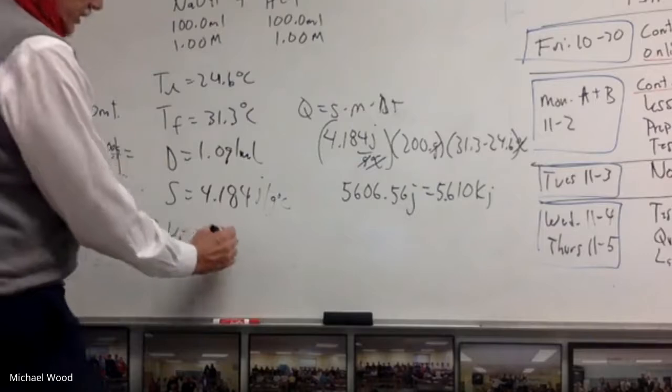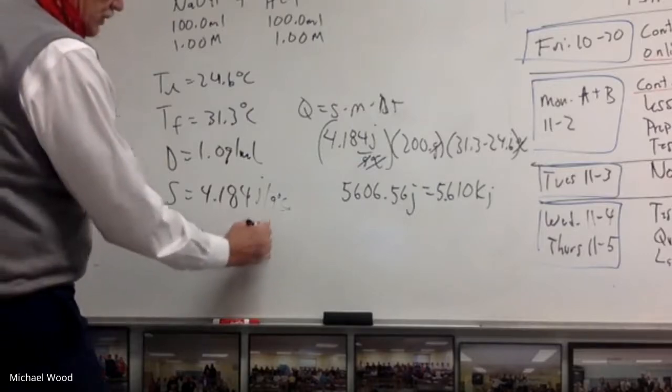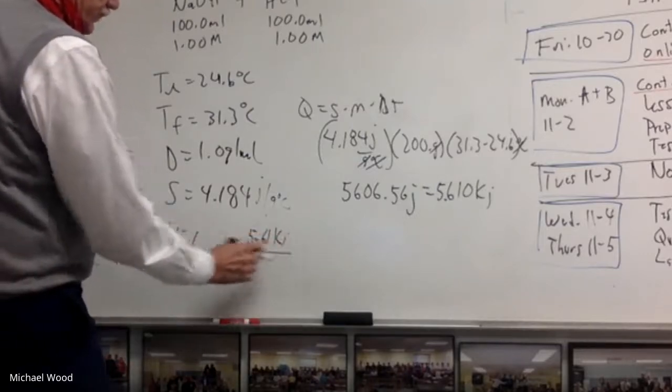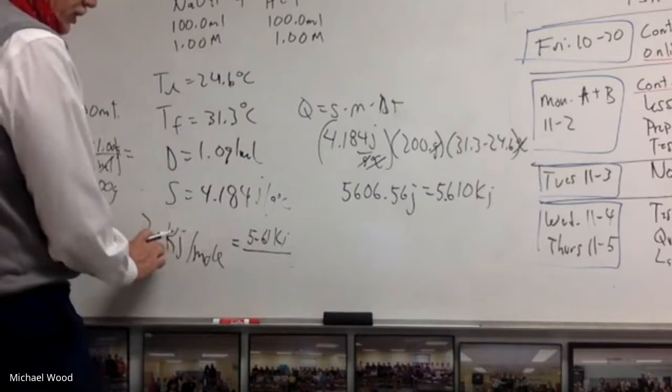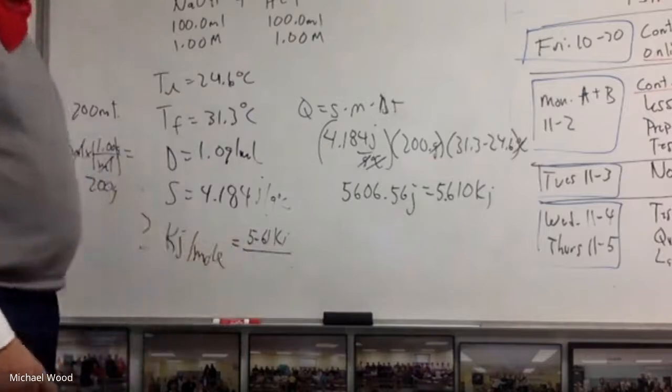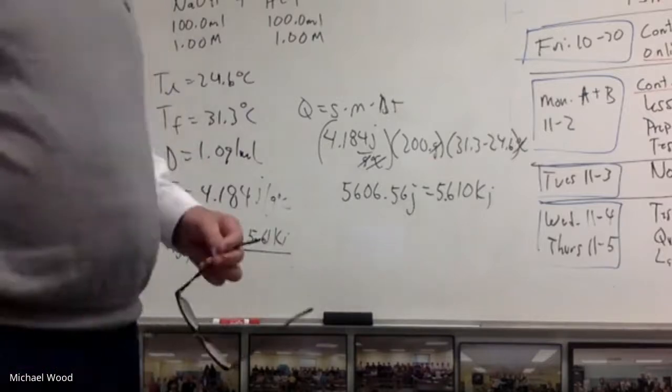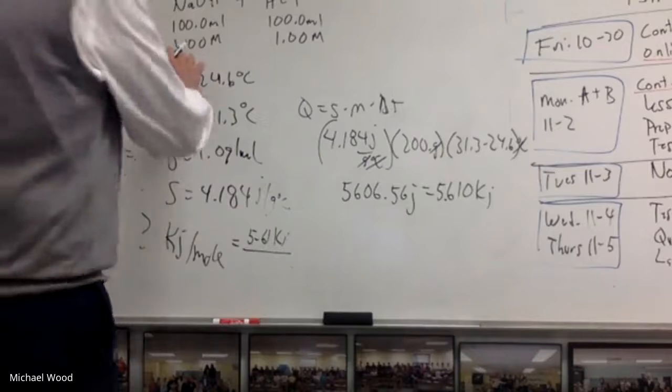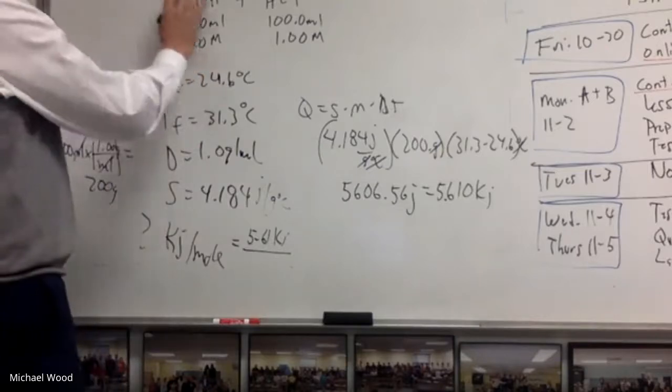Okay, so now I'm going to come down here, and I've got 5.61 kilojoules. So I've taken care of the kilojoules part. I just took this number and put it there. And now the moles part. I'm going to go back here and figure out how many moles I have of both of these.